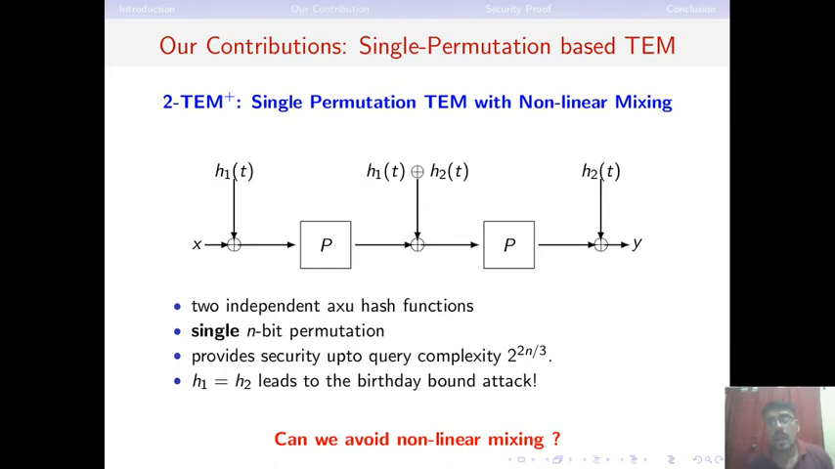Then again, the hash function is basically a nonlinear mixing, because a trivial secure almost universal hash function is basically a multiplicative hash function, right? But that multiplicative hash function is basically a nonlinear mix of the key and the tweak T, right? So can we avoid a nonlinear mixing?